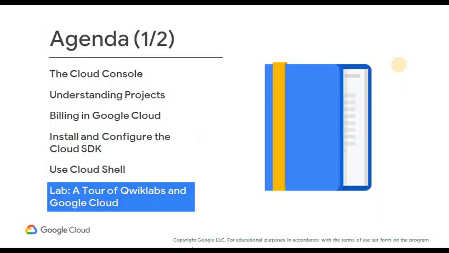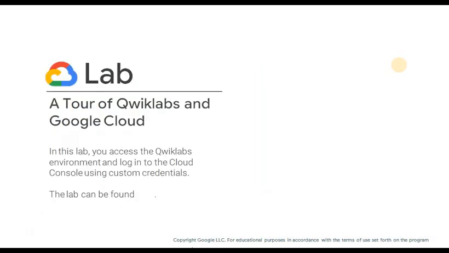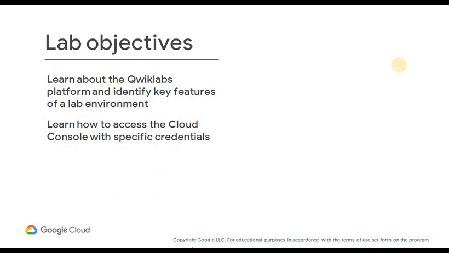You will now get the chance to complete your first hands-on lab on the course. For our first lab, you will take your first step with Google Cloud by getting hands-on practice with the Cloud Console, the in-browser UI that lets you access and manage Google Cloud services. You will identify key features of Google Cloud and also learn the ins and outs of the Qwiklabs environment. By completing this lab, you will learn how to identify the key features of Qwiklabs and how to access the Cloud Console.